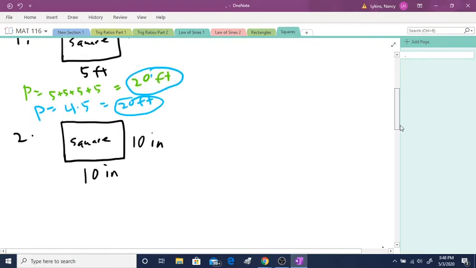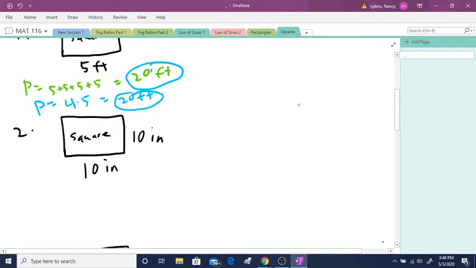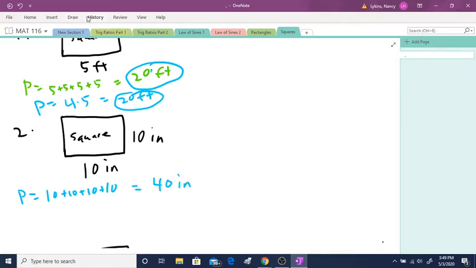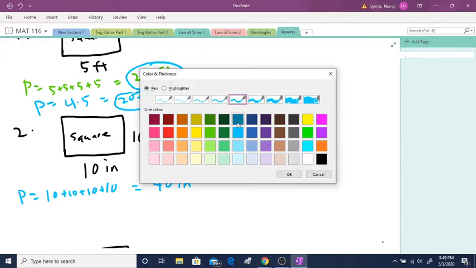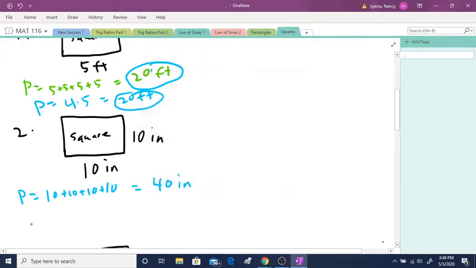Okay? I've got a square of 10 inches. I can say perimeter equals 10 plus 10 plus 10 plus 10. And if you add those up, you should get 40. And since the unit is in inches, it's going to be 40 inches. Now, some of us may just say, okay, it's 10 inches. We got 4 sides, so it's 4 times 10, which comes out to also be 40 inches.